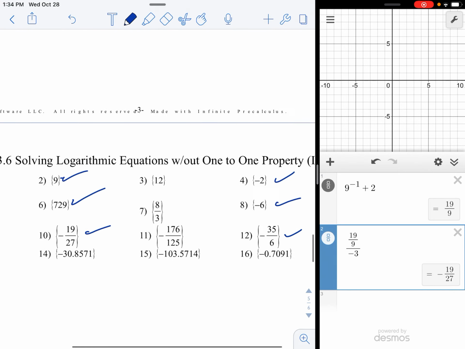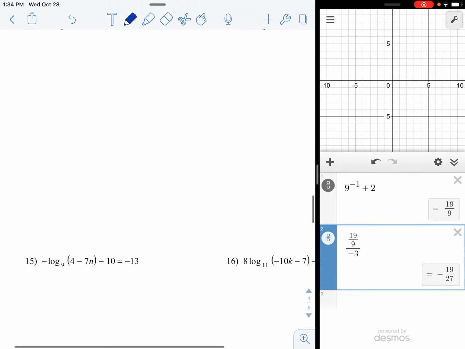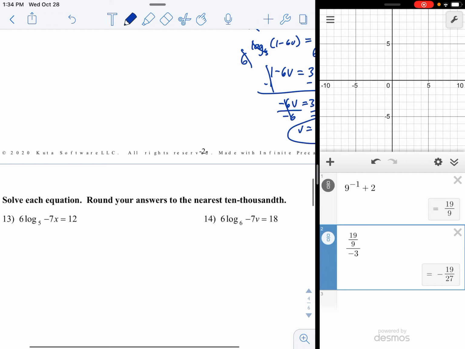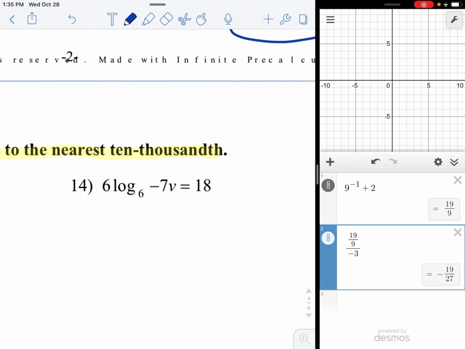We're on a roll. Now look, the rest of these answers have decimals. What's up with that? Well, it just comes down to reading the instructions. Round your answers to the nearest 10,000th. So that means 4 decimal places.